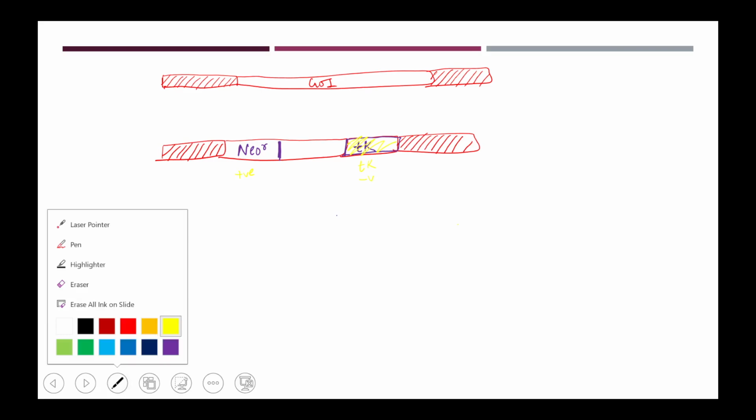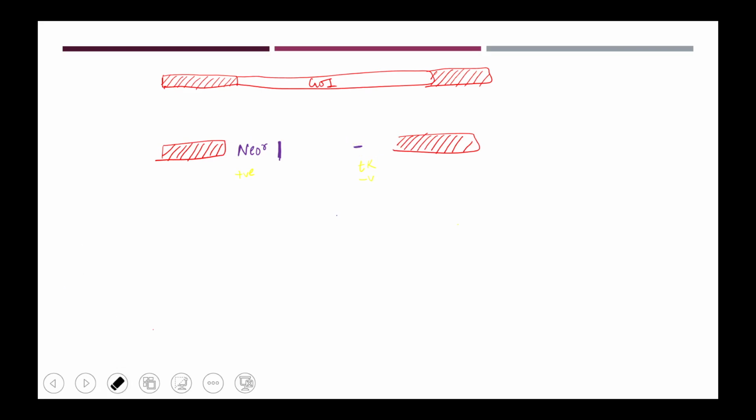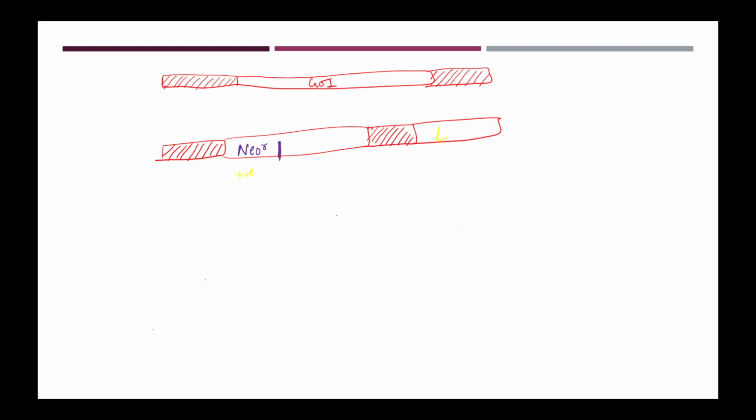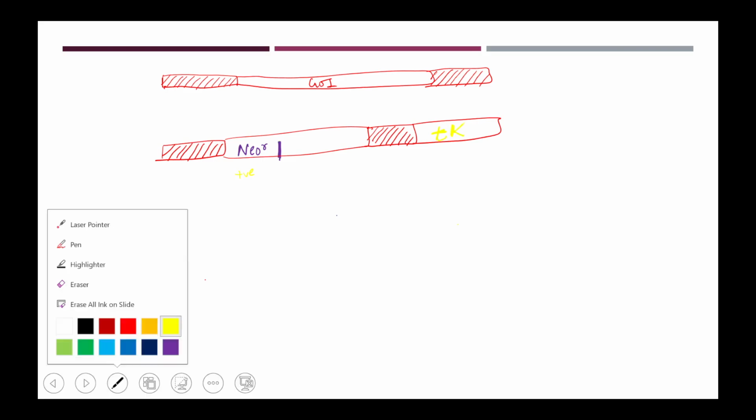Sorry, I wrote it wrong. After the homology arm, you'll have this negative selection marker, which is thymidine kinase, and this is your positive selection marker, neomycin resistance.